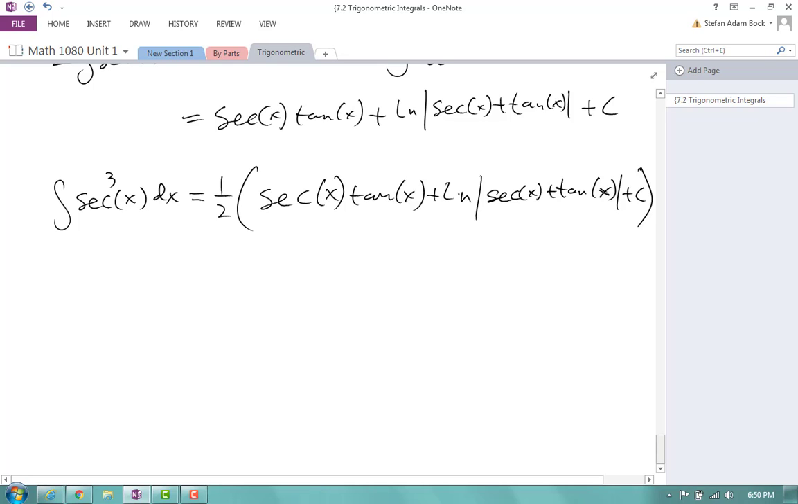Now, there is an additional technique which will actually solve any rational function that's given in terms of sines and cosines, but we won't be able to touch that until section 7.4, where we do partial fraction decomposition, because it actually turns into one of those problems after you do it.